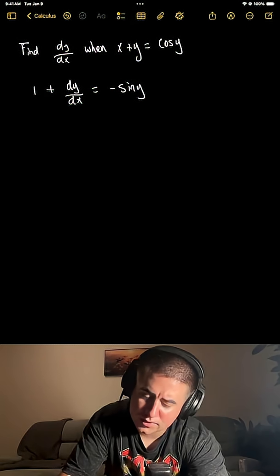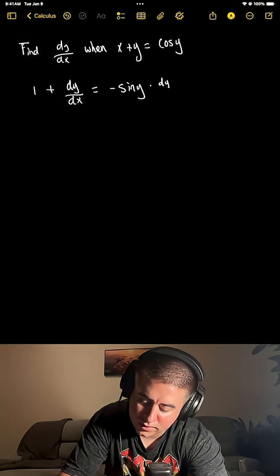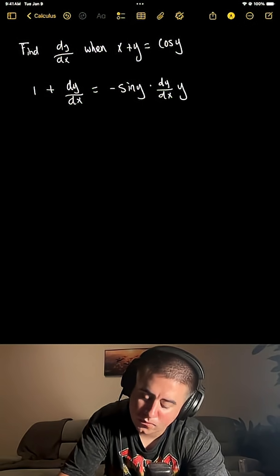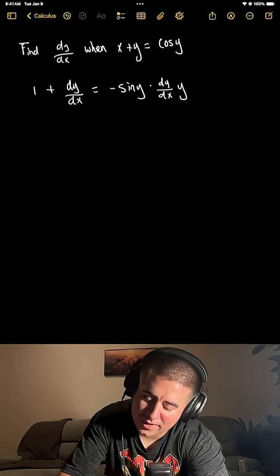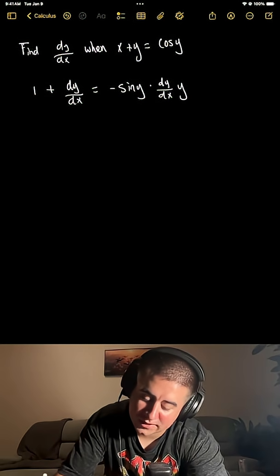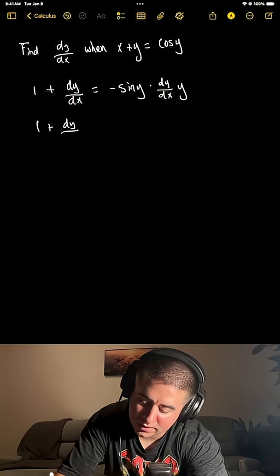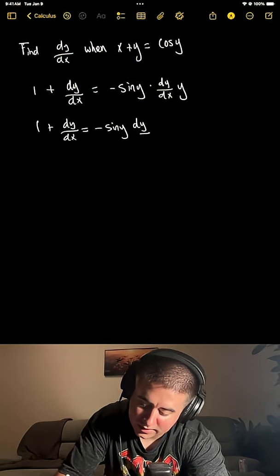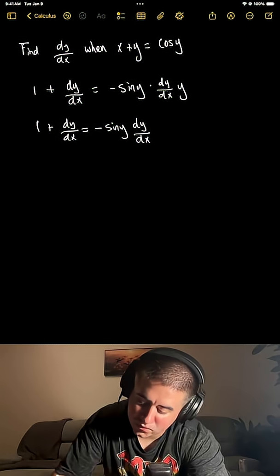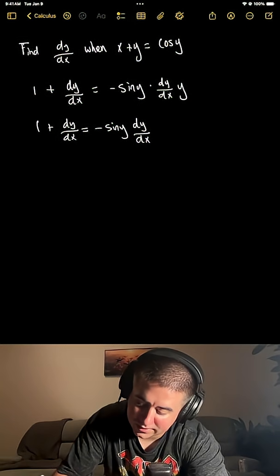And then it's chain rule, so we have to take the derivative of y, which is, again, 1, but we have to multiply by dy/dx. So essentially what we're left with is 1 plus dy/dx is equal to negative sine y, and then dy/dx. Okay, so I guess we can just leave the 1 on the left side here. What we could do is just subtract the dy/dx over to the other side.